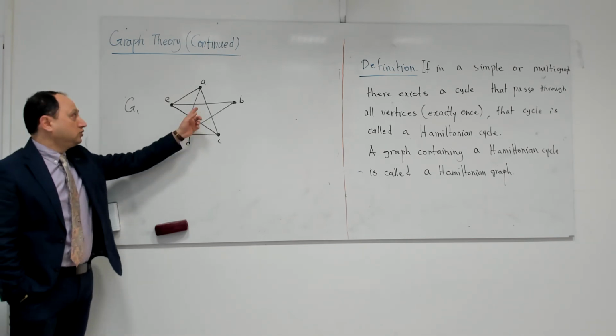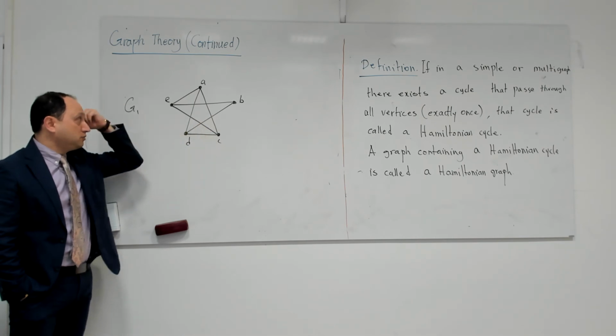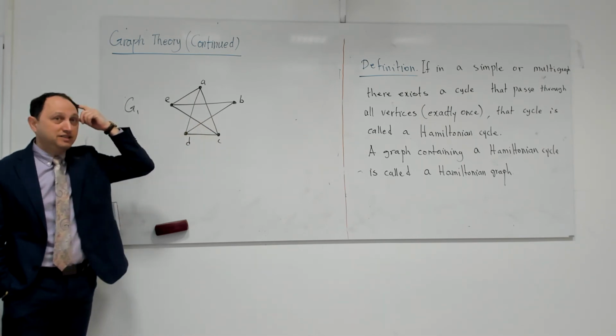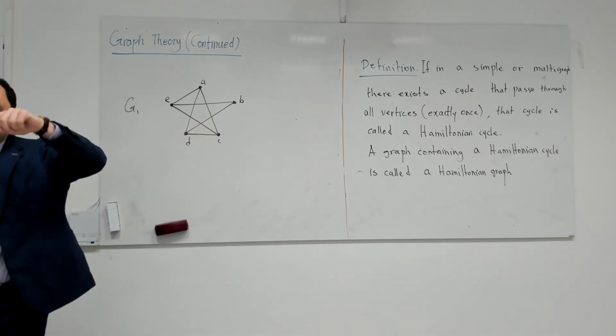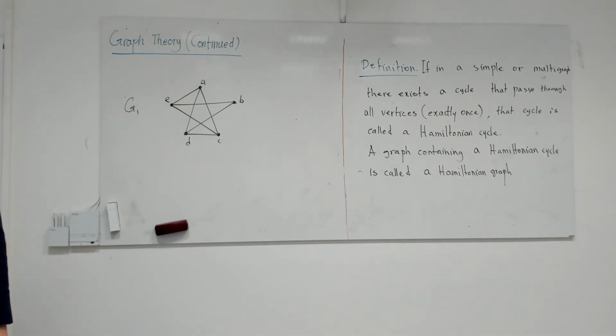Be careful. You don't need to cover all the edges, but you need to cover every vertex exactly once and come back to the same point where you start from. But do you think it is Hamiltonian or not? It's Hamiltonian. Can you give me the Hamiltonian cycle?